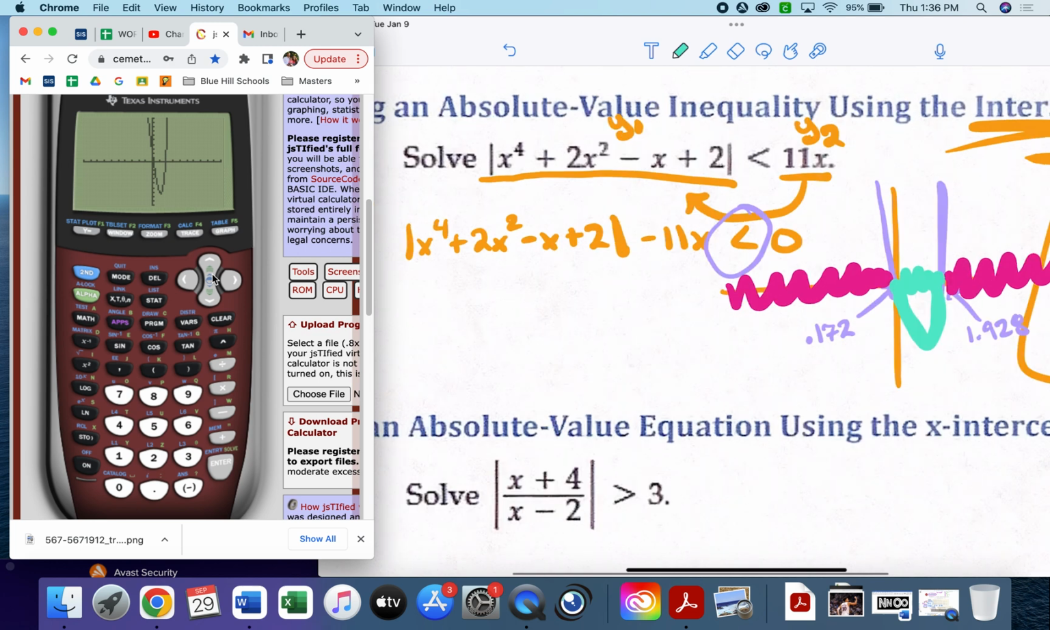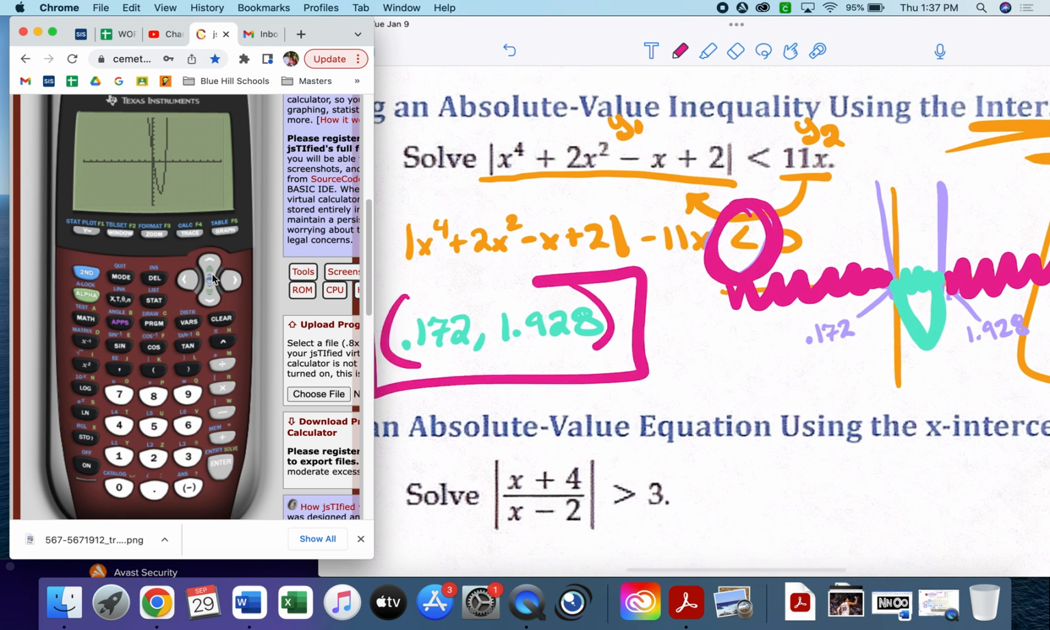So how do I represent in between those two? 0.172, comma, 1.92. Brackets or parens? Bracket. No, parens. Just less than, so parens. Yes? That's all. Okay? Good?